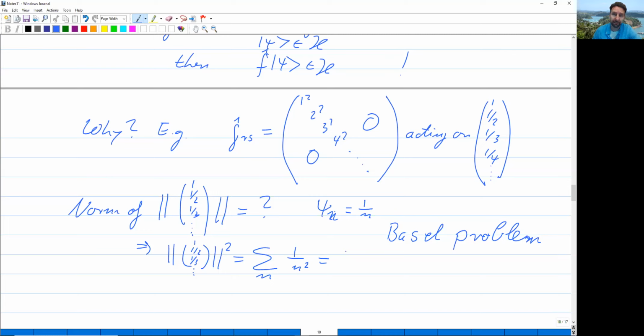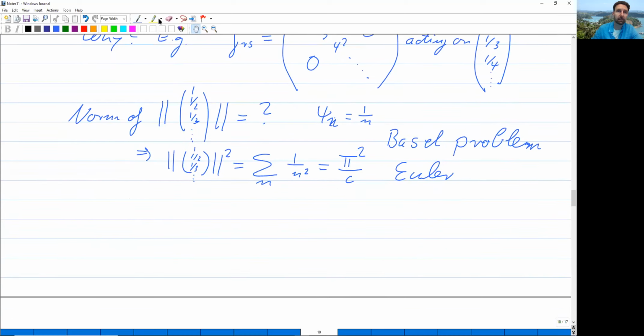So Euler found out that this is actually pi squared divided by 6. Well, of course, you know this is the famous Euler. All right, so he worked that out. And for us, relevant is that this is smaller than infinity, and therefore our vector with these coefficients 1, 1/2, 1/3, etc., is in the Hilbert space.